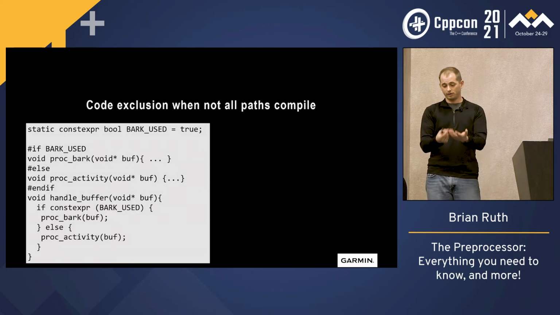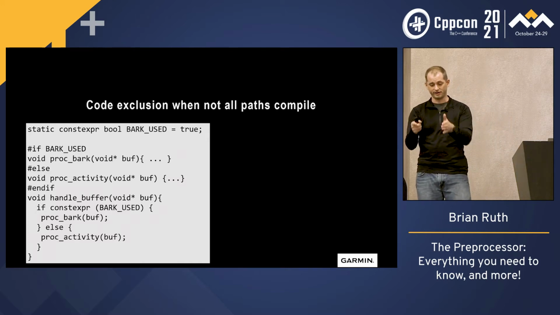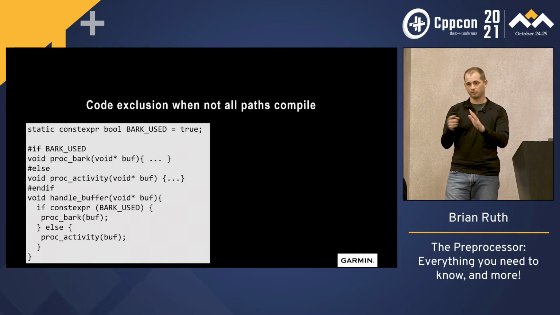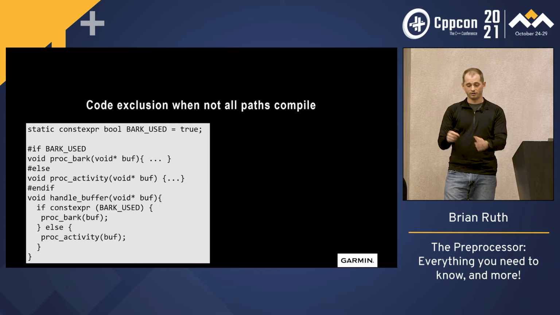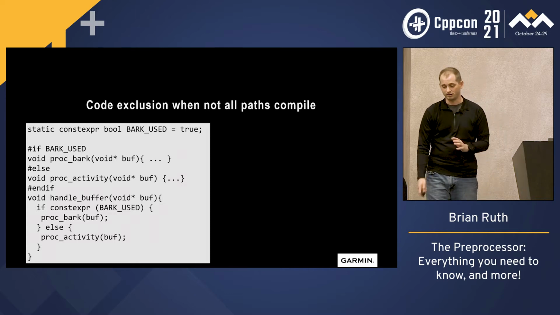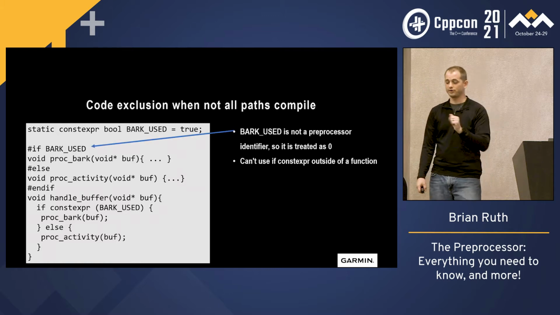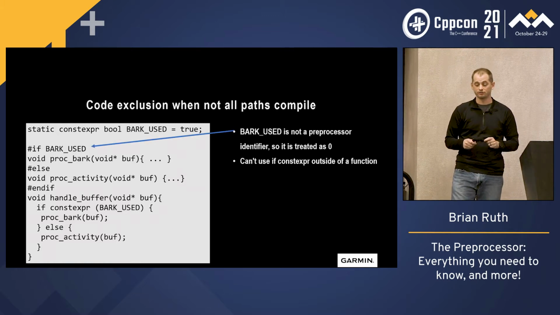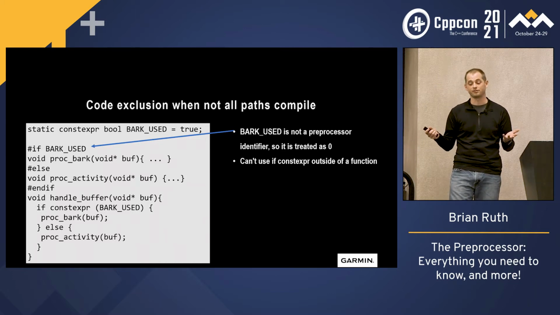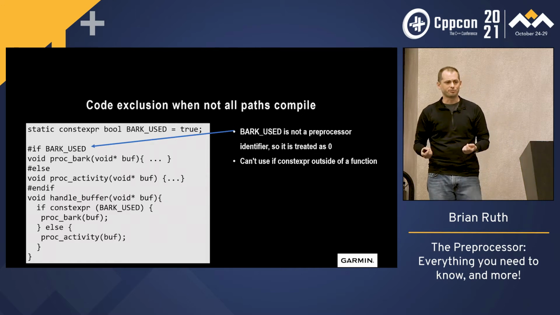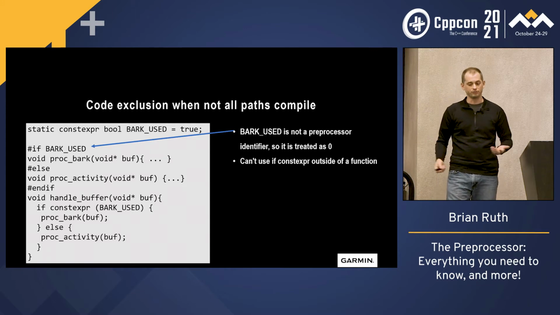So if I have this section of code here and I've got a constexpr boolean, bark used is true. If bark used, I want to define this function. I also want to use an activity. So I'm basically determining whether I want to process barks or process activities. And I use an if constexpr down there to exclude the path that I'm not going to use. But all paths need to compile. So bark used right there is not a preprocessor identifier. So because it's not identified, the preprocessor treats it as 0 because nothing is named bark used as far as the preprocessor is concerned. And, well, you can't use a preprocessor or a constexpr if outside of a function, so there's no way to really exclude this code.